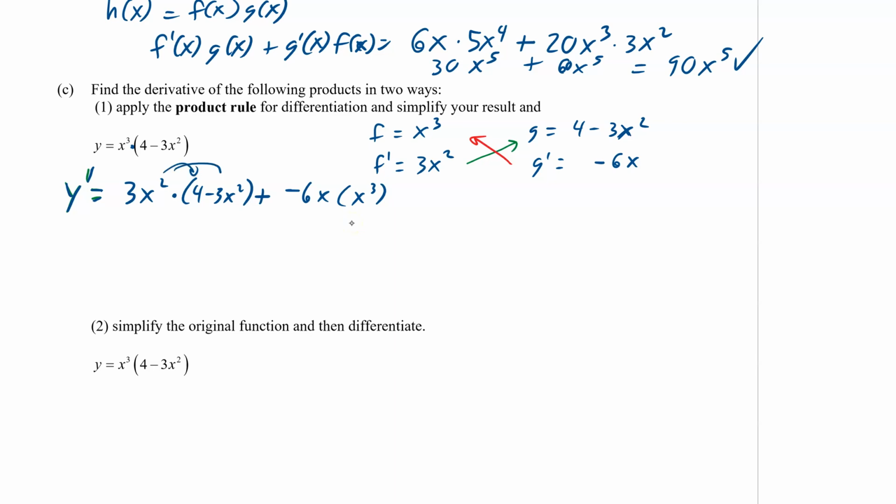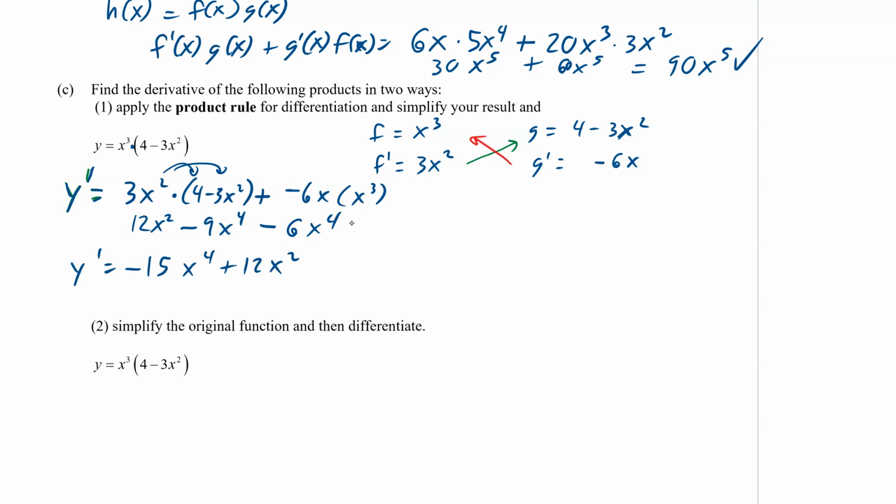And then now we simplify. So we have to distribute here. So that's 12x squared minus 9x to the fourth minus 6x to the fourth. Putting that together, the negative 9 and negative 6 makes negative 15x to the fourth plus 12x squared. And that is our derivative.